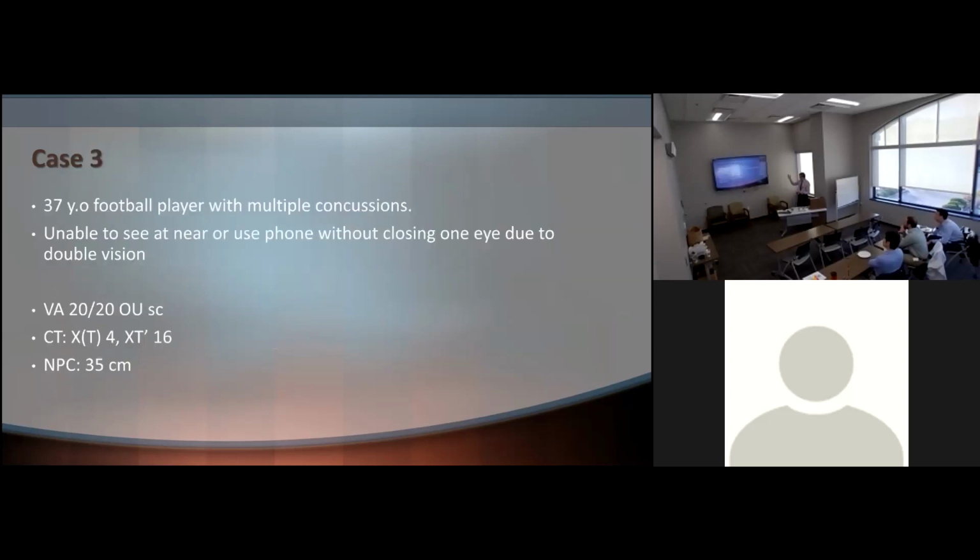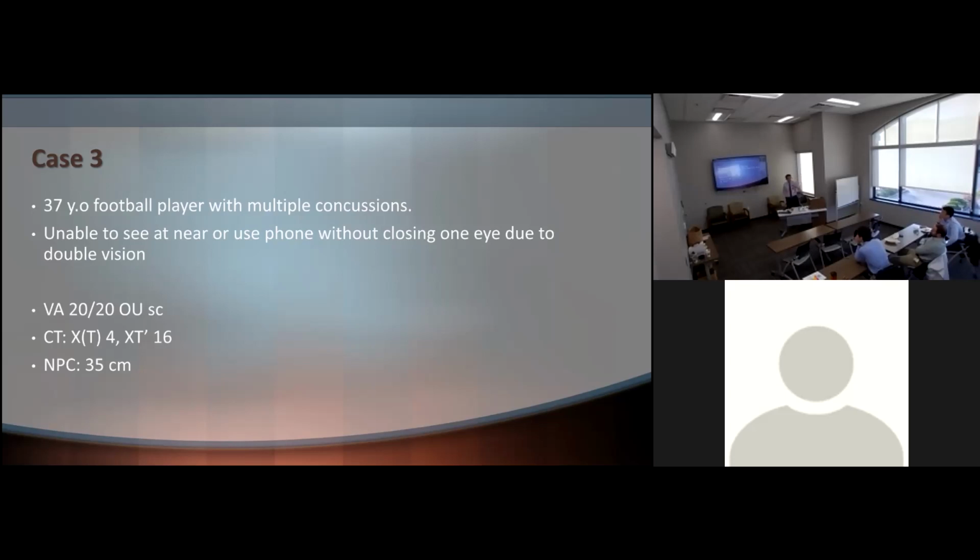On the other hand, we have a young football player with multiple concussions, and he has significant double vision when he reads. He has to hold the phone far away or close his eyes. And this patient has 20/20 vision, but he has intermittent exotropy at distance and more manifest larger deviation at near. Okay, and his near point of convergence is way remote, like 35 centimeters. Normally it should be to the nose. No, this is 35. So you have very remote near point of convergence, constant diplopia at near, manifest exotropy at near, and intermittent exotropy at distance.